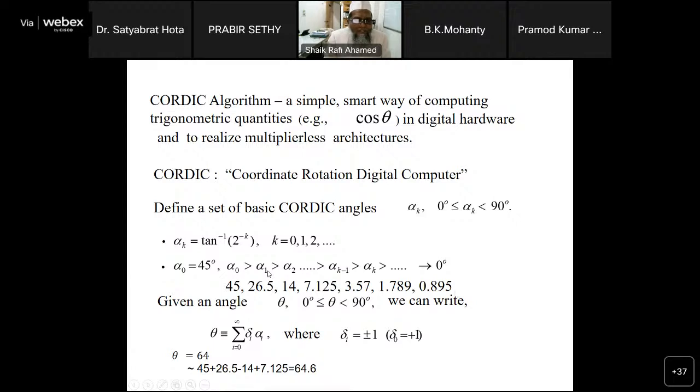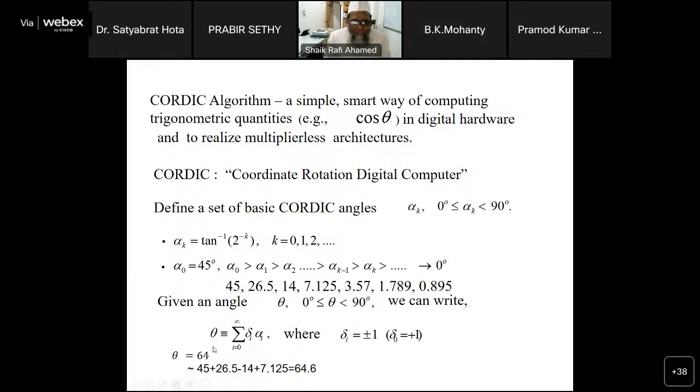So alpha 0 is greater than alpha 1 is greater than, and so on. It will go up to 0 if I take infinite iterations. And here this alpha angle is between 0 to 90 degrees. If I know all the values from 0 to 90 degrees, angles above 90 also you can represent in terms of 90 plus theta, so you can find out those values also. That was the basic idea behind the development of this algorithm.